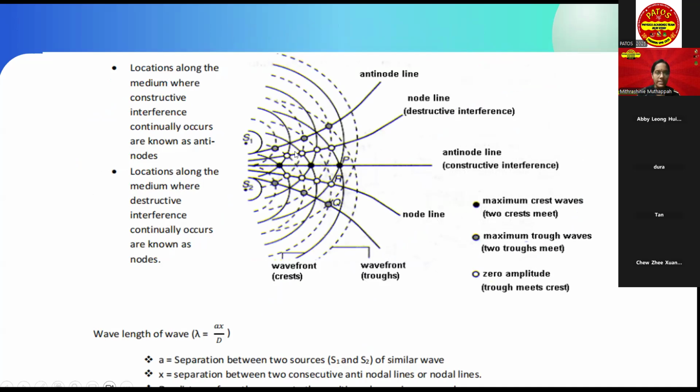Now let's look at this diagram. What can you see from this diagram? We can see the interference of wave. So, what do you call the points that are in constructive interference? My question is, what is the name of the points where constructive interference occurs? Guys, please answer. What is the name of the points where constructive interference occurs? If anyone knows.